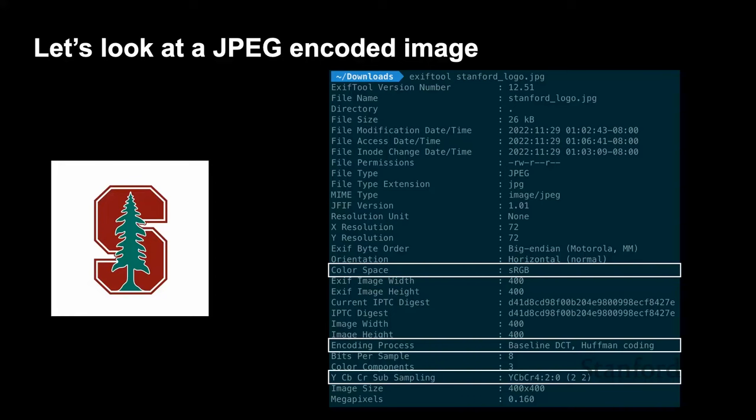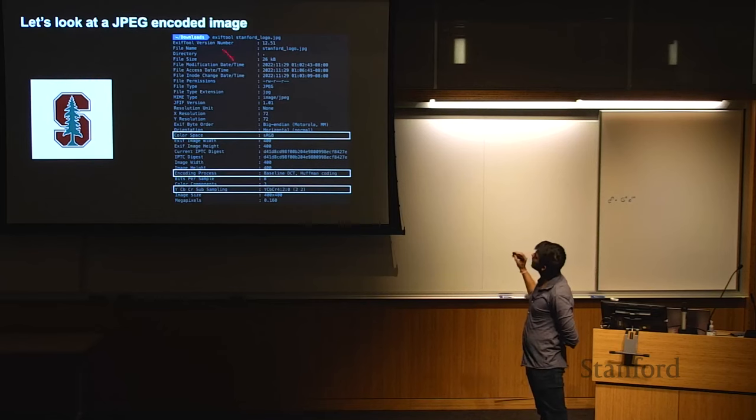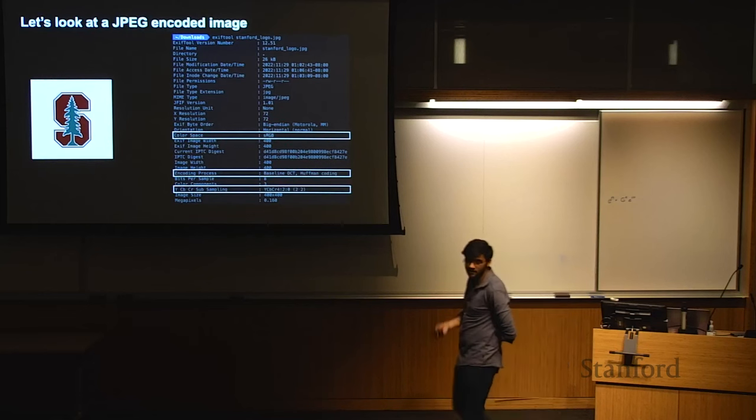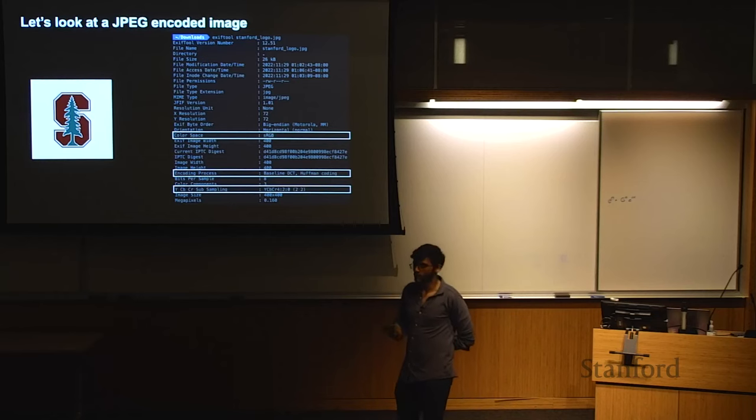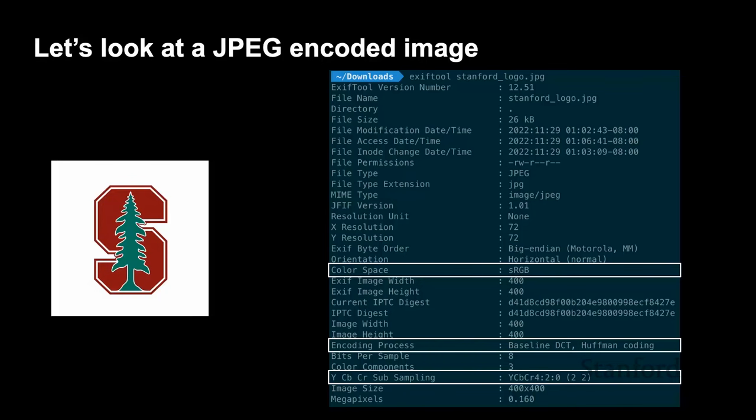If you look at the output, initially it's all fine: directory, file size, some file permissions. Now some interesting stuff starts coming in. Big endian, etc. is just standard computer stuff. Color space: this says color space is sRGB. So hopefully now you know, maybe not exactly, but roughly what that means, and how to exploit or use that. You have some image width, etc. If you look at the encoding process, you see baseline DCT, Huffman encoding.